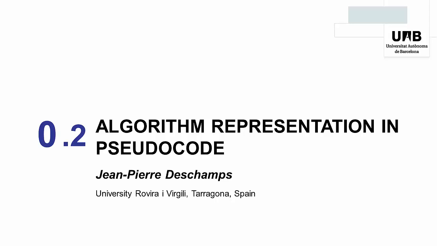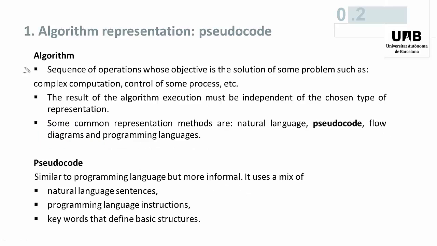to you very familiar. An algorithm is a sequence of operations whose objective is the solution of some problem, for example, a complex computation or the control of some process. For example, in the preceding lesson about numeration systems, we described addition and difference algorithms with binary numbers. The result of an algorithm execution must be independent of the chosen type of algorithm representation.